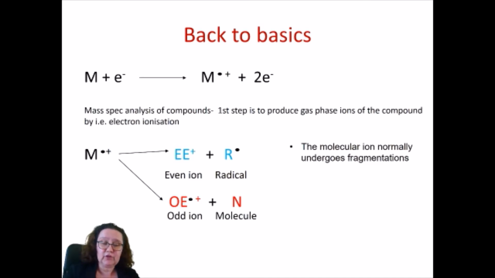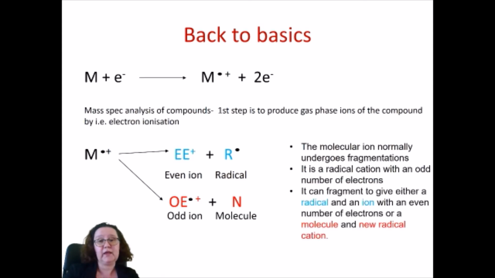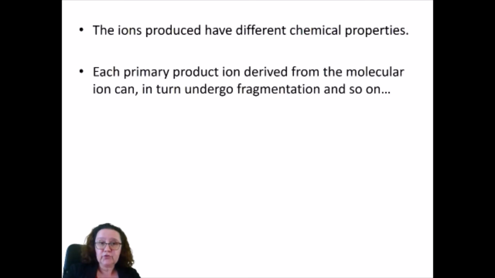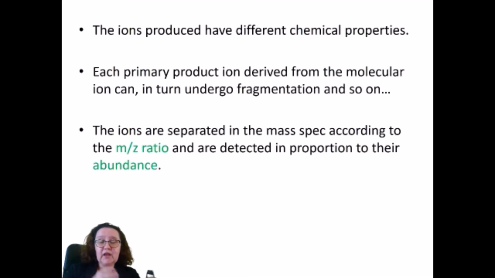It is not only preserved as one ion, it fragments through the weakest bonds to produce a series of ions, and they can be even ions or odd ions, and all those ions are then recorded by the mass spectrometer. Once the ions are produced, they are separated in the mass spectrometer according to their mass to charge ratio, and they are detected in proportion to their abundance. So you will get higher peaks from the most abundant ions.